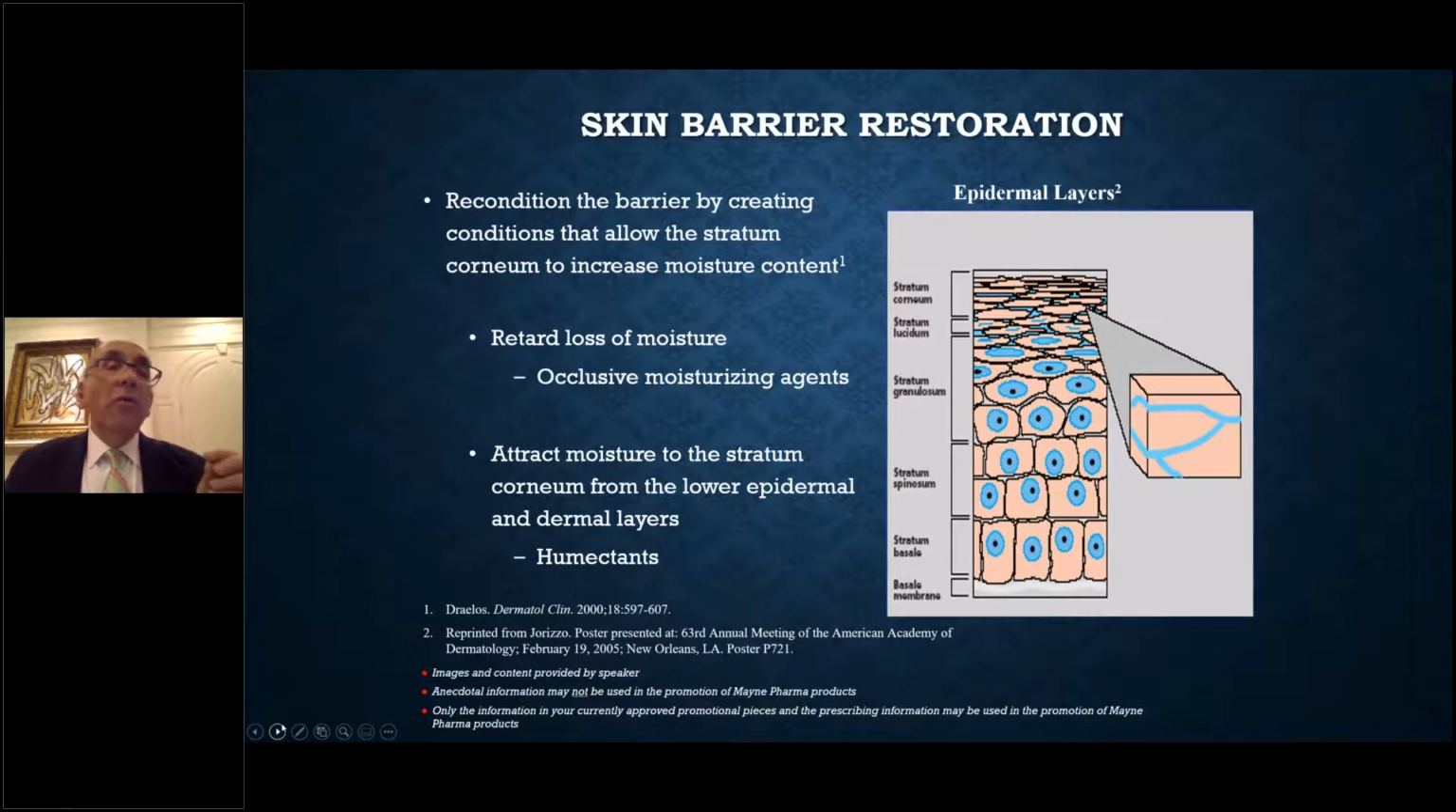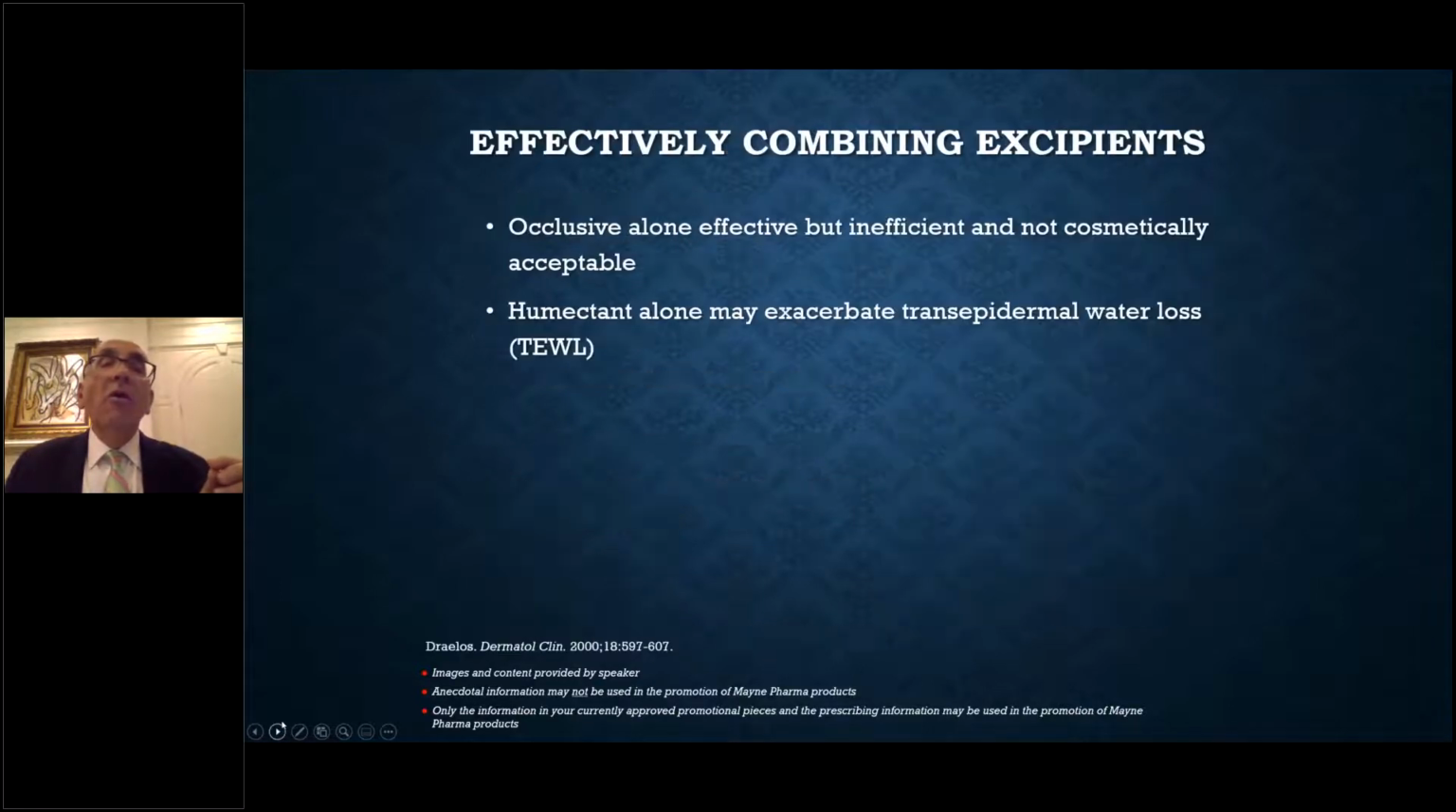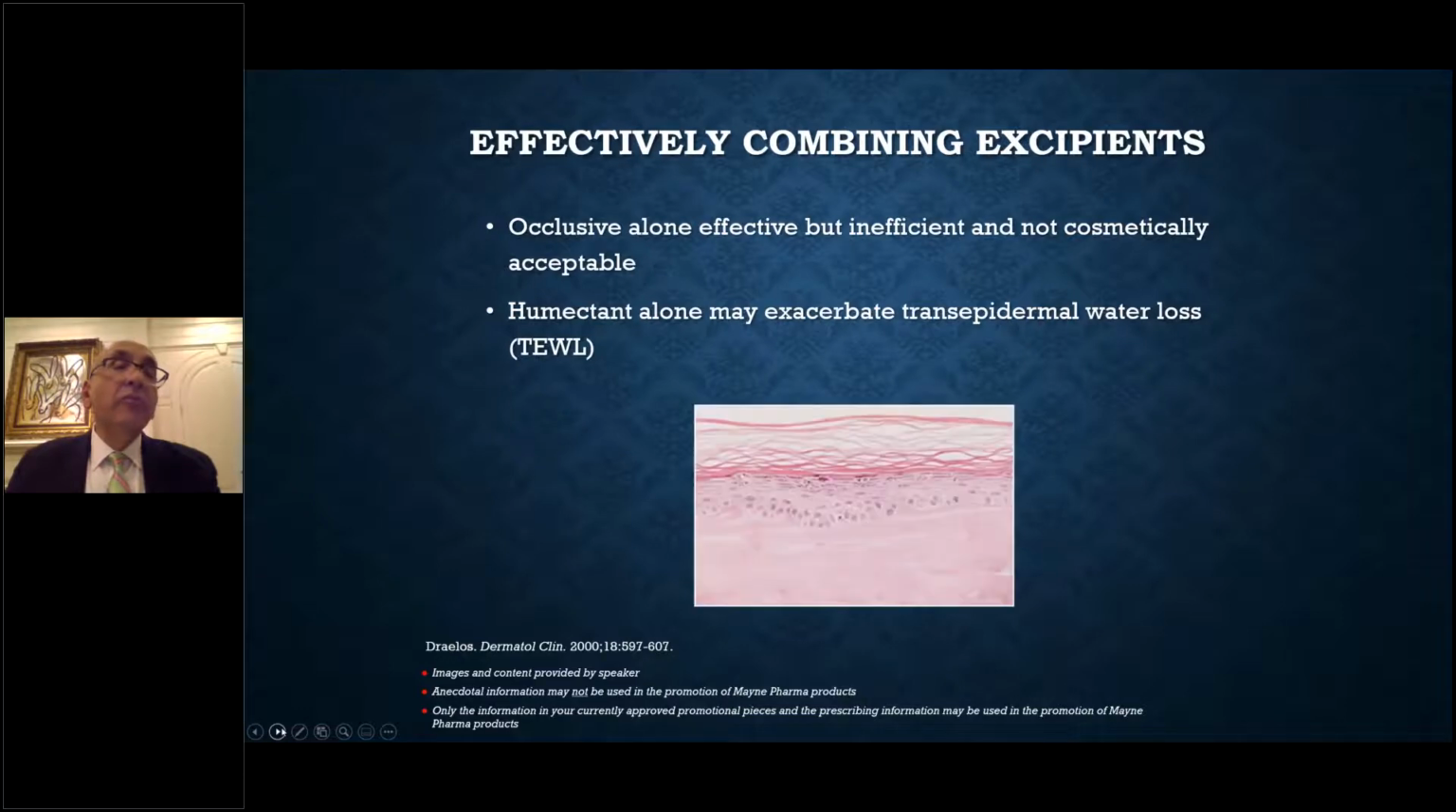Why do we need both? Well, we can have occlusive alone, but when you occlude the dry skin, there's really nothing to occlude. You're occluding dry skin, so it's not going to do any good. If you just have a humectant, then the humectant basically attracts the water from the deeper layer of the skin as well as from outside. But guess what? The moisture is going to come and it's going to evaporate as fast as it comes because you have an impaired epidermal barrier. That's where the TEWL studies come in, right? Transepidermal water loss is high.